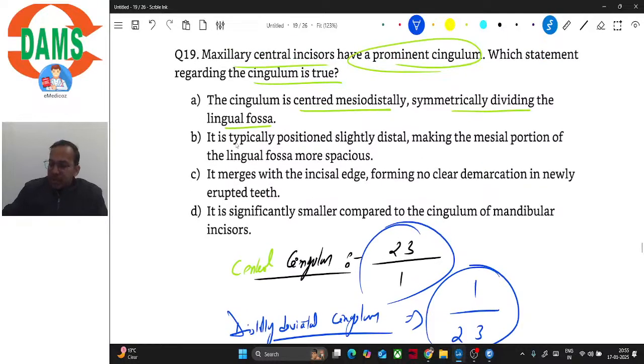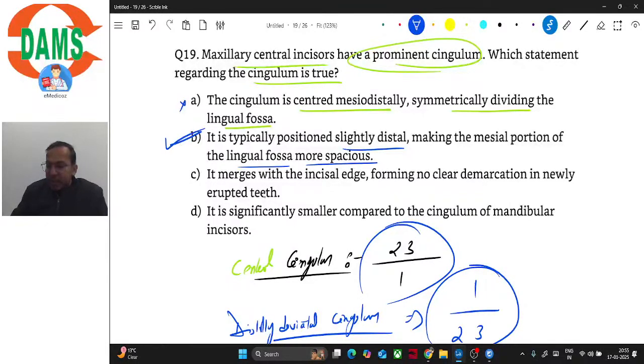So what does it mean? That in the upper central, the cingulum is not centered mesiodistally. So option A is incorrect. Option B says it is typically positioned slightly distal. Yes, it is correct. Making the mesial portion of the lingual fossa more spacious. Again, it is correct. Because the distal fossa would appear a little bit smaller as compared to the mesial fossa. So option B is correct.